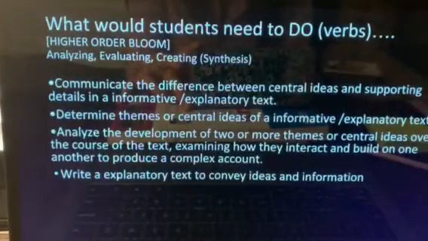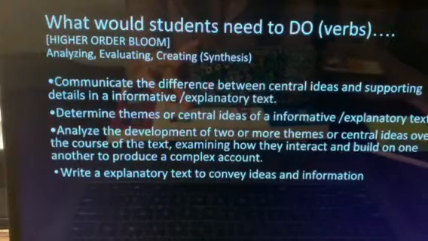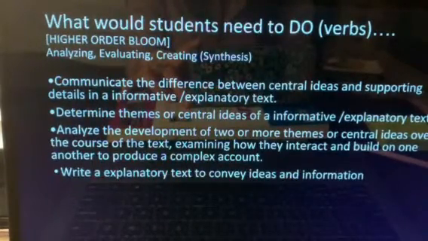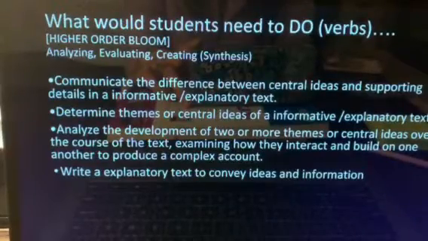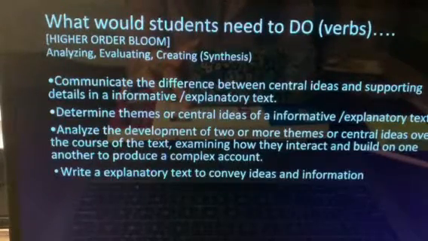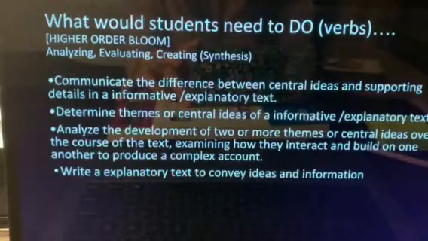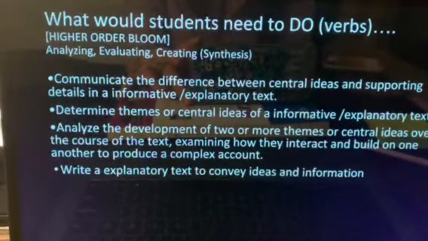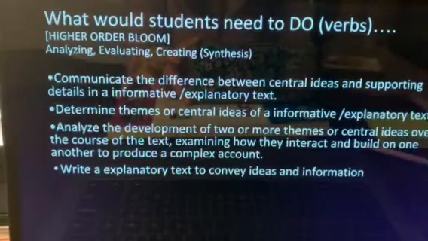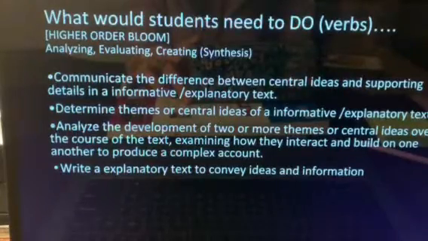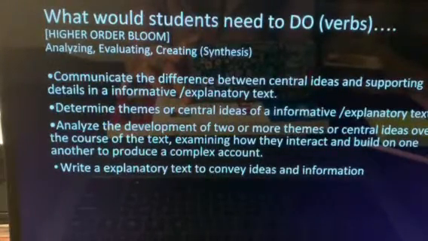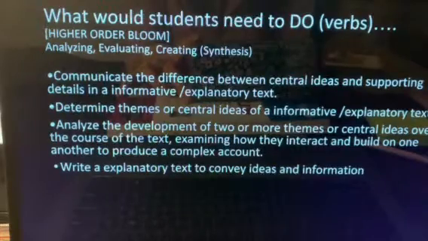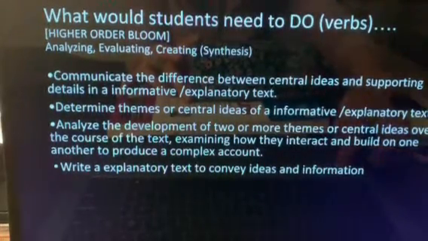So what would students need to do? They need to analyze, evaluate, and create. So communicate the difference between central ideas and supporting details in an informative text, and determine themes or central ideas of an informative text. Analyze the development of two or more themes or central ideas over the course of the text. Examine how they interact and build on one another to produce a complex account. In the end, write an explanatory text to convey ideas and information.